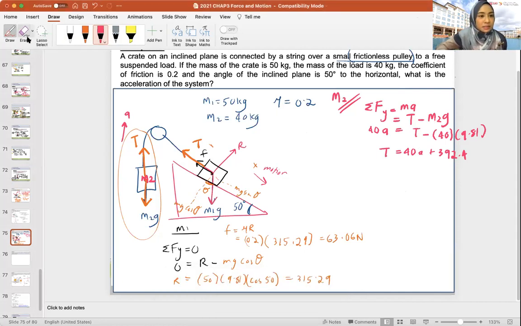392.4. Okay, so that is mass number 2. So the mass number 1, let's go for that. Mass number 1. So net Fy equals 0. It's not flying, after all. So 0 equals R minus mg cosine theta. So we get this. And then F. Okay, and then we need to solve for net Fx. Let me rearrange this for a moment.